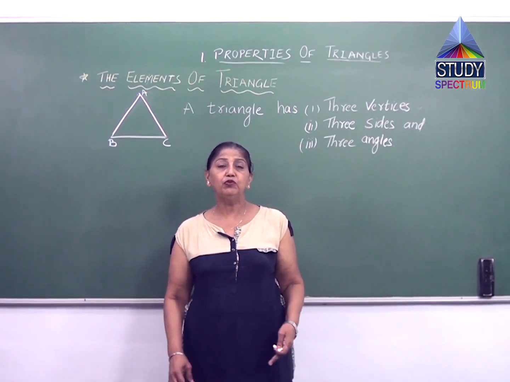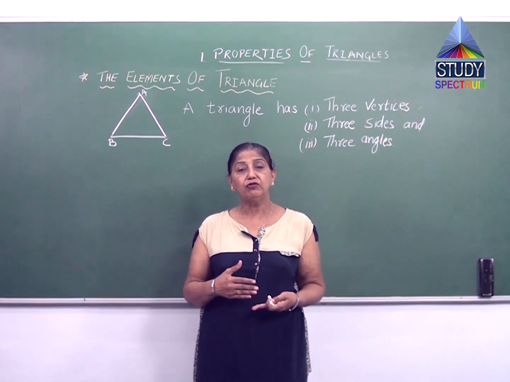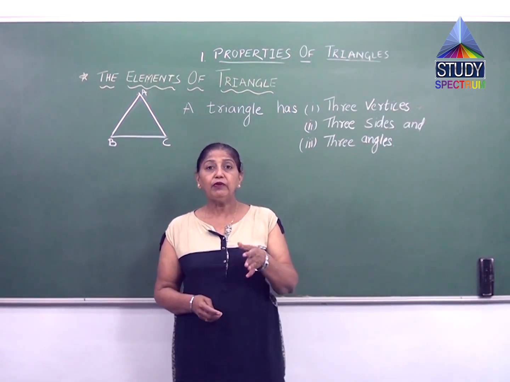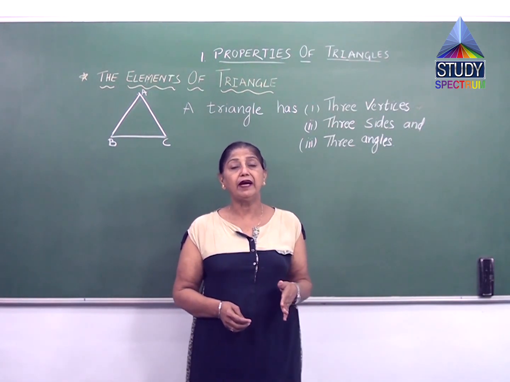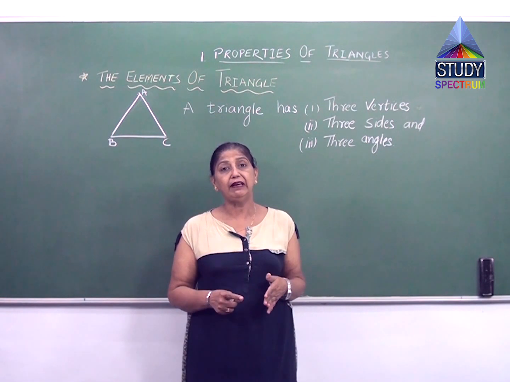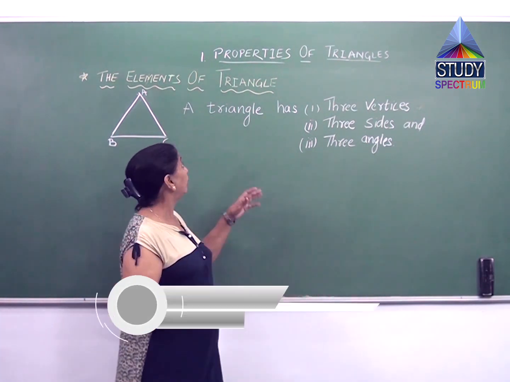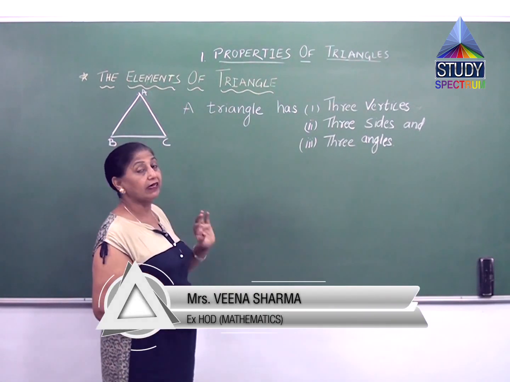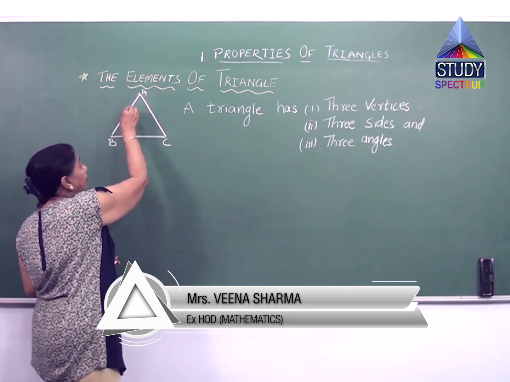Now children, let's move to a polygon, that is a figure with 3 sides, that is known as a triangle. Now we will learn about a triangle. As you know, what is a triangle? A triangle is a figure with 3 sides and 3 angles. Now what are the elements present in a triangle? The elements of a triangle. Now as you can see over here, this is a given triangle.